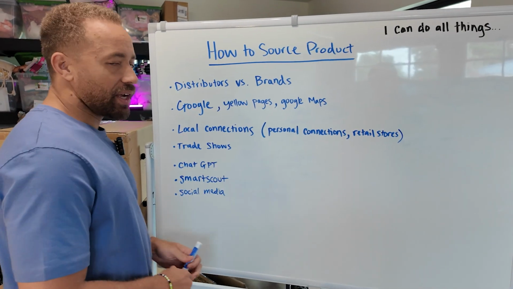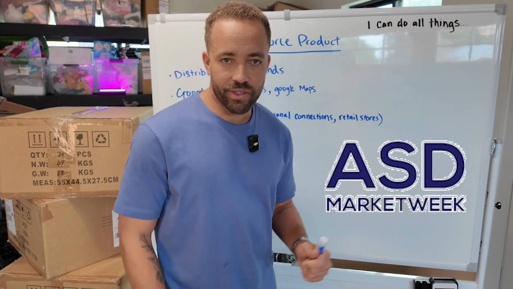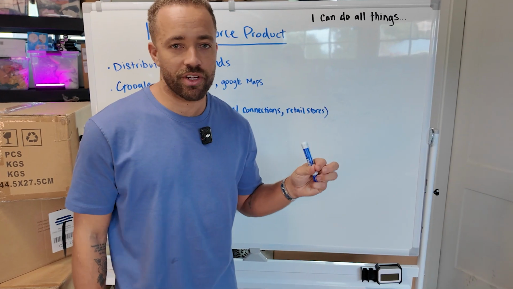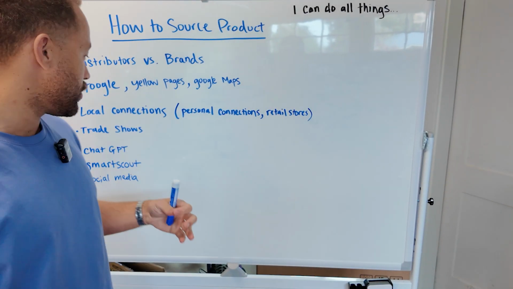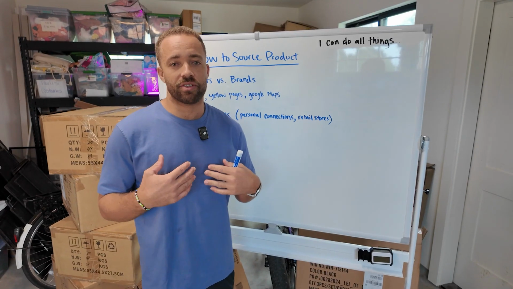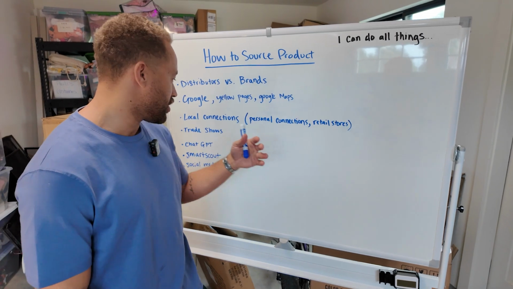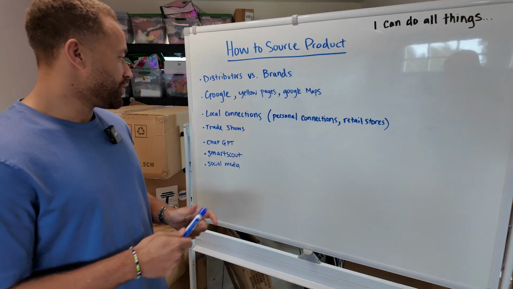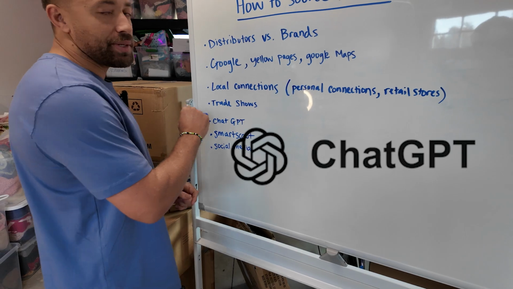I'm not necessarily talking about trade shows like ASD or big general merchandise trade shows. I recommend going to niche-specific trade shows. So for me, that would be outdoor sporting goods. That's my niche. So I now want to contact trade shows and brands in that niche. What you can do though is use ChatGPT to do so.